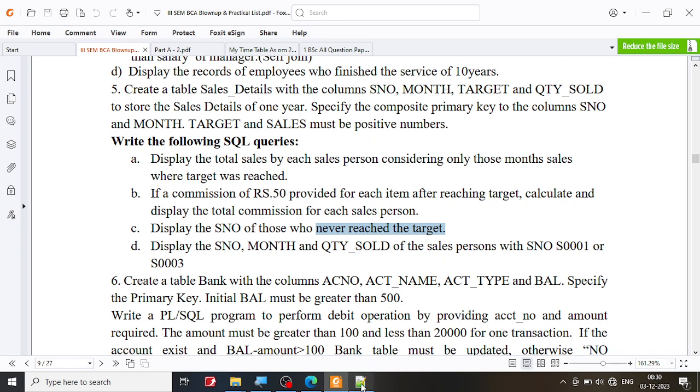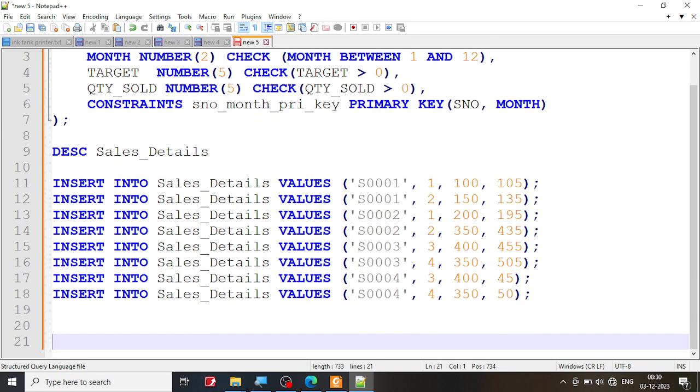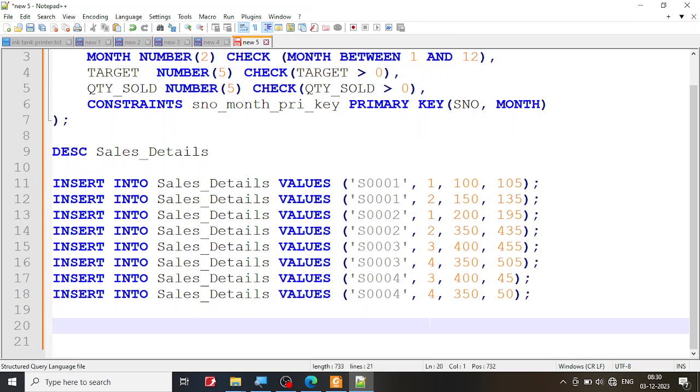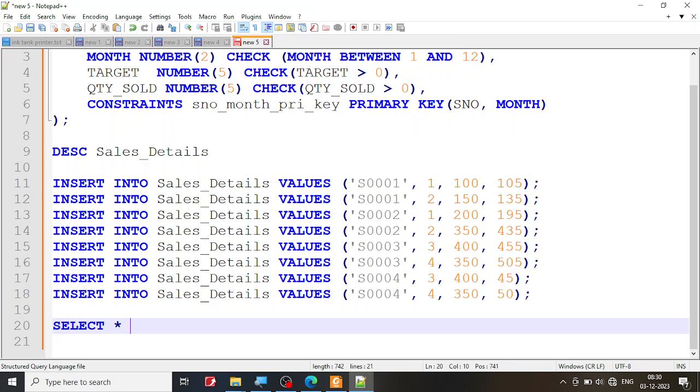If you look at this particular salesperson, in the month of March he or she has not achieved the target, and in the month of April that person has failed to achieve the target. So this is a kind of black sheep, and I want them in my record. That is why I'm doing it. So let's go ahead and put a select statement: select star from my sales details table.